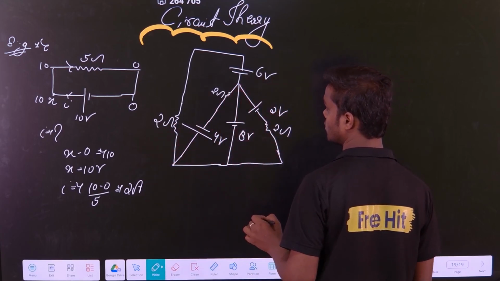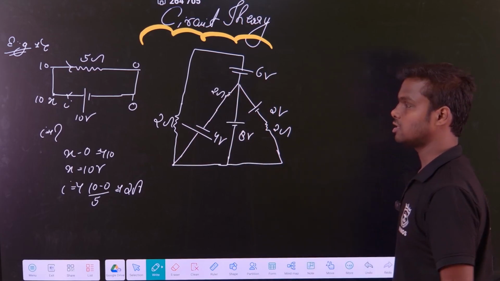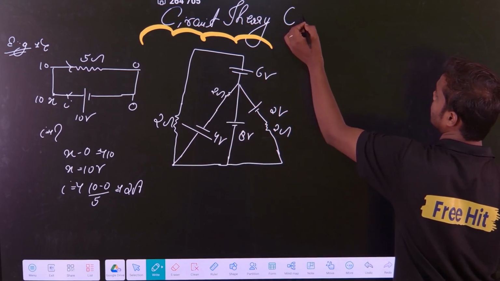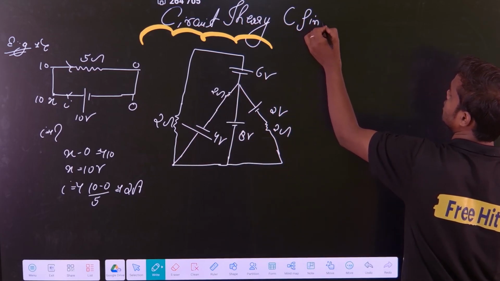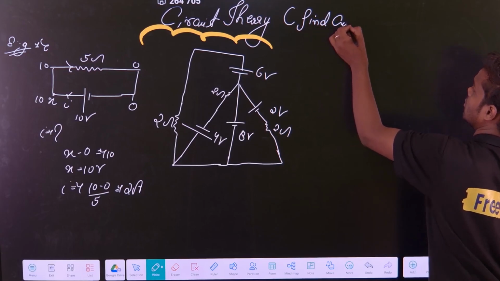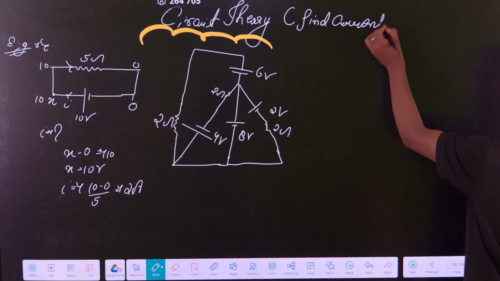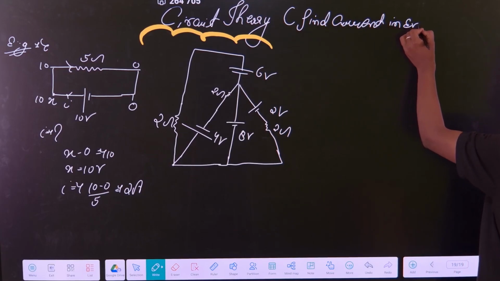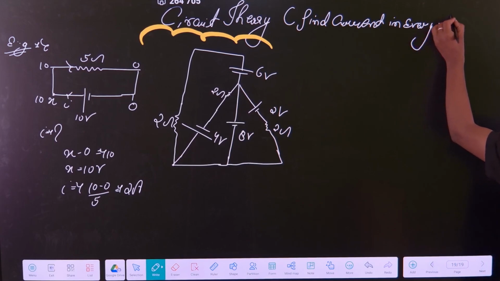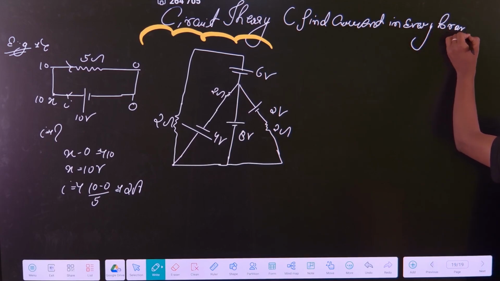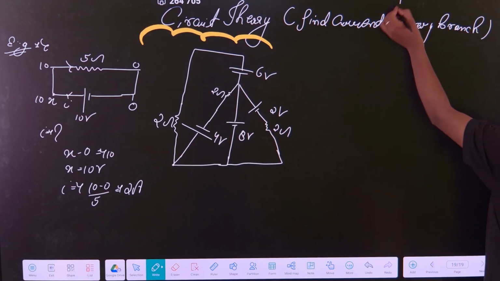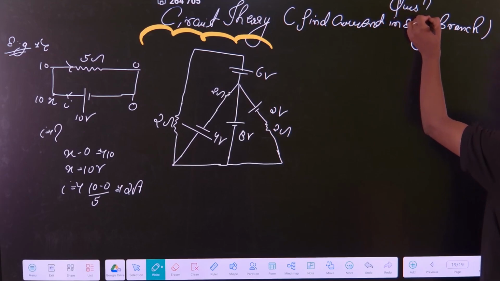Correct, 6 volt. Now find the current in each branch. All the questions are the same. You have to find the current in each branch. Current in every branch, that is the only question in this class. I want to know the current in every branch. That is my question in this whole session, whatever question I am writing.